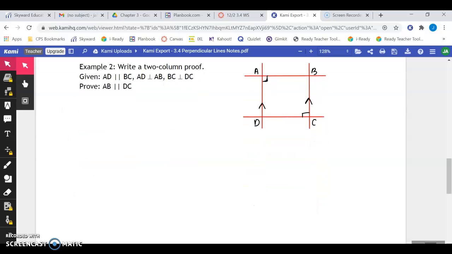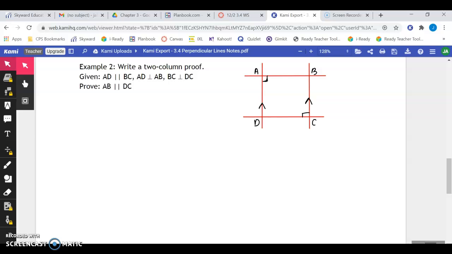And then we're going to use all of that information here to write a 2-column proof. And we're given that AD is parallel to BC, and that is indicated by those little arrows. We're also given that AD is perpendicular to AB. So AD and AB, the left side and the top, are perpendicular. And then BC is perpendicular to DC. So the right-hand side is perpendicular to the bottom side. And we have to use all of that to prove that AB is parallel to DC. So we're going to prove that the top and the bottom are also parallel.